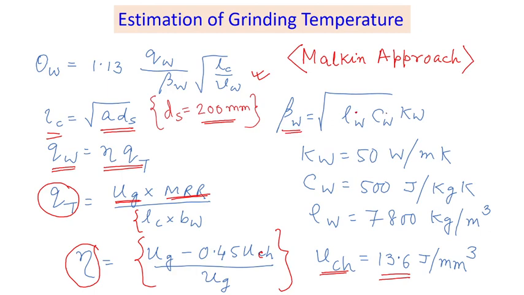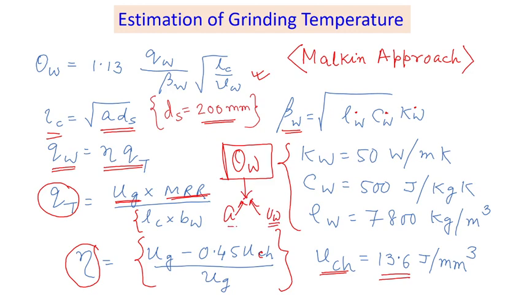Once it is there, for calculation of beta W, this is the equation. This is density, this is specific heat, this is thermal conductivity. Nominal values for steel are given. So using this equation, you would be able to estimate workpiece temperature. And when you estimate workpiece temperature, you will get the effect of A, and you will also get the effect of VW, because for that you will be using this QT from the experimental data of UG.